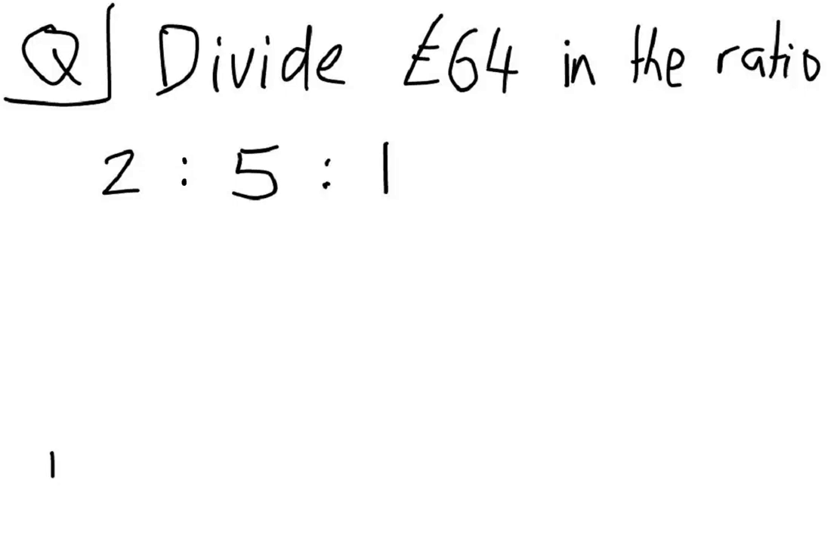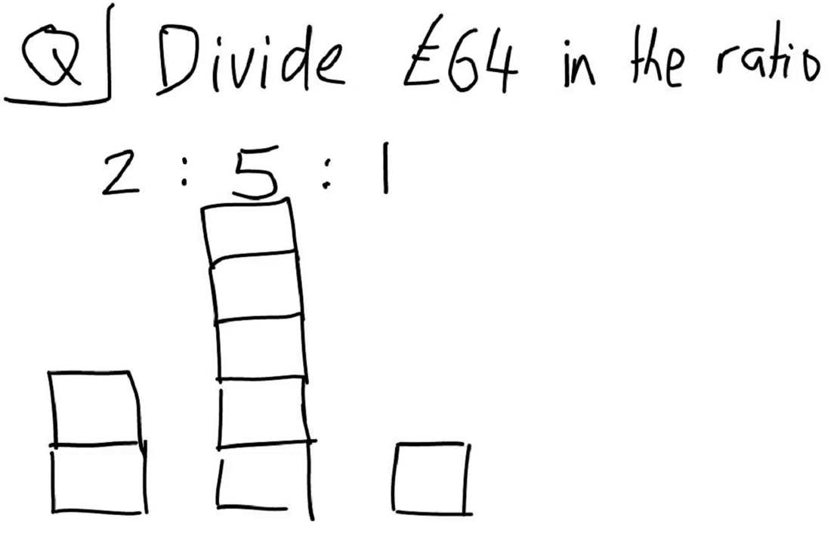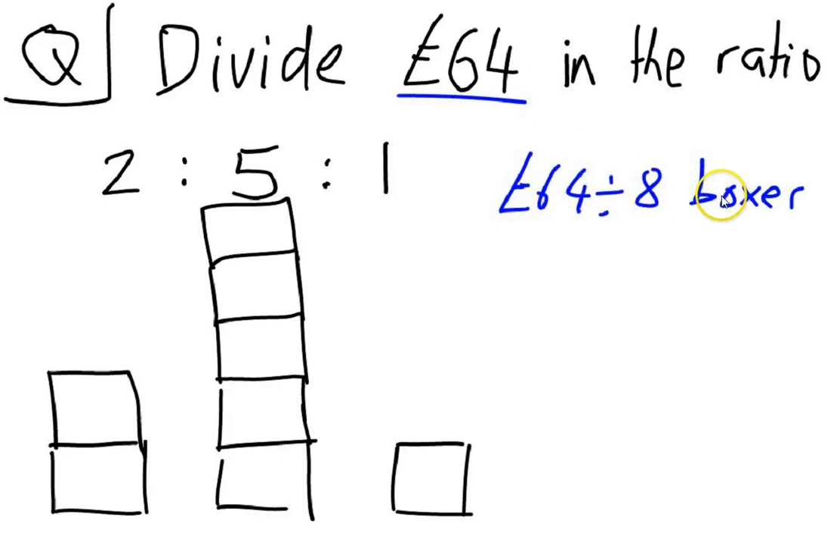Okay, so we're going to do the 2 boxes here, and then we're going to do the 5 boxes. Notice how I keep the boxes as far as possible on a tablet the same size. And then on here 1. So in total we have 8 boxes. We want to divide the amount we're given, £64, equally between those 8 boxes. So we're doing £64, the amount, divided by the number of boxes, and that gives us £8 for each box.